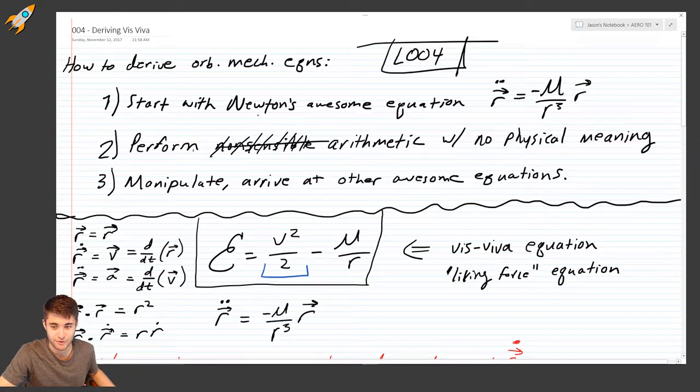We start with Newton's law of gravitation. We perform some arithmetic on it that might not make a lot of physical sense at first, but then we manipulate it until it makes physical sense and we arrive at another awesome useful equation. That's what we do.